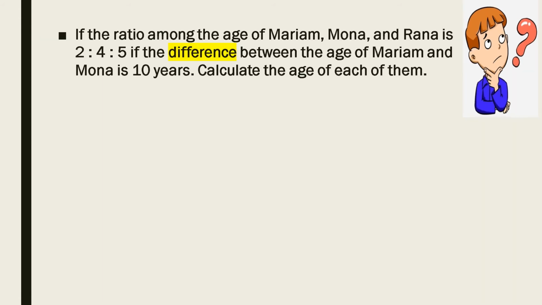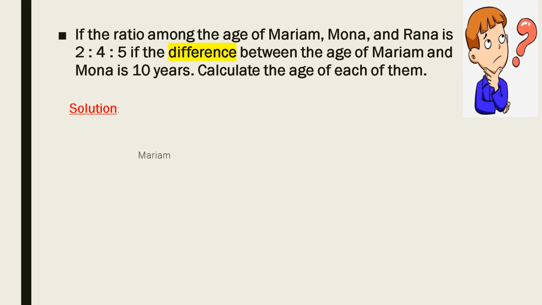If the ratio among the ages of Maryam, Mona and Rana is 2 to 4 to 5, and the difference between the ages of Maryam and Mona is 10 years, calculate the age of each of them. Now we have names and ratio, and we have a real difference between Maryam and Mona only.